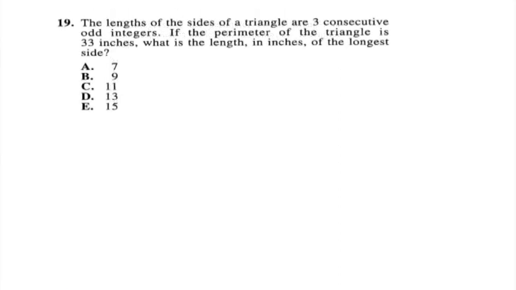Number 4. The legs of a triangle are 3 consecutive odd integers. If the perimeter of the triangle is 33, what is the length in inches of the longest side? So we're picturing this. They don't tell us any of the numbers. They just tell us they're 3 consecutive odd integers. So if I look at my odds, I go 3, 5, 7, 9.